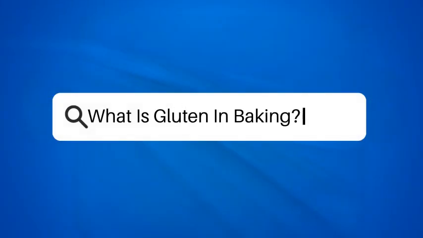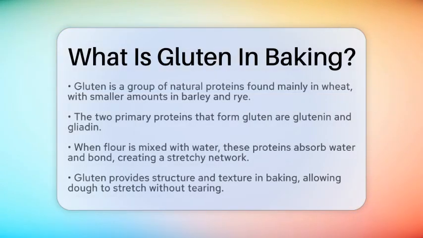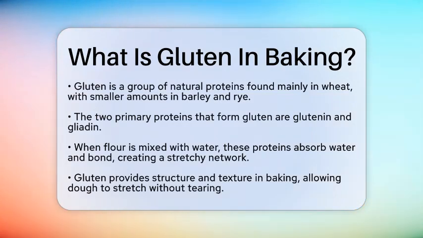What is gluten in baking? Have you ever wondered what makes bread chewy and cakes tender? The answer lies in a group of natural proteins called gluten. Gluten is primarily found in wheat and, to a lesser extent, in barley and rye. The two main proteins that form gluten are glutenin and gliadin.